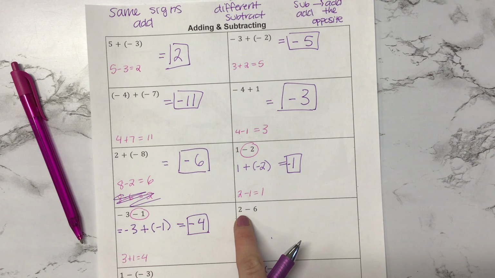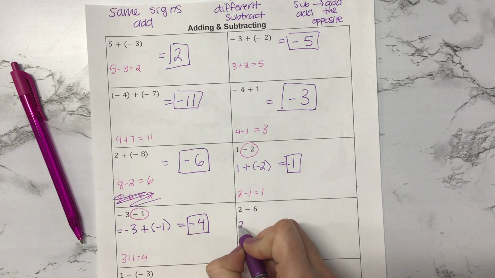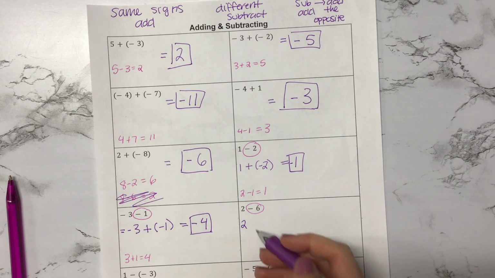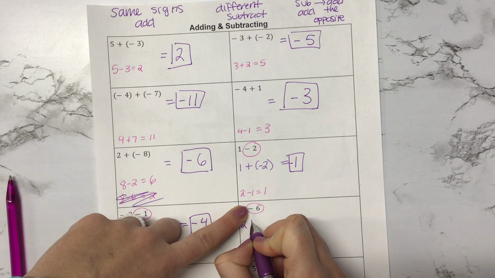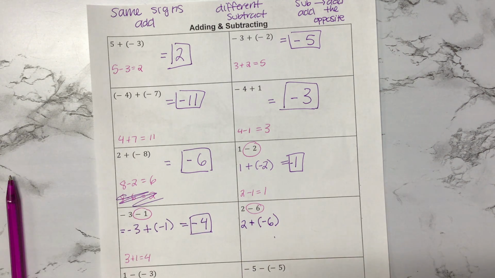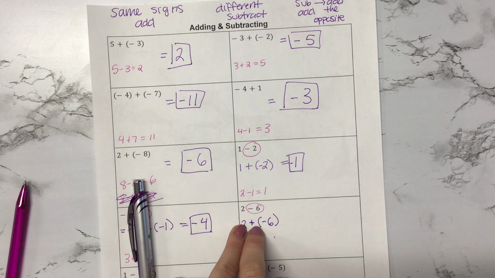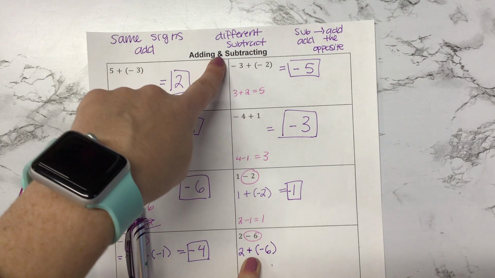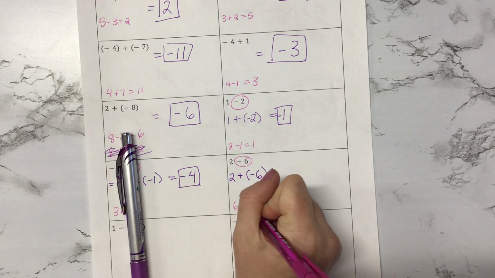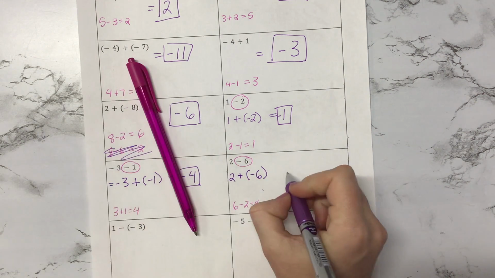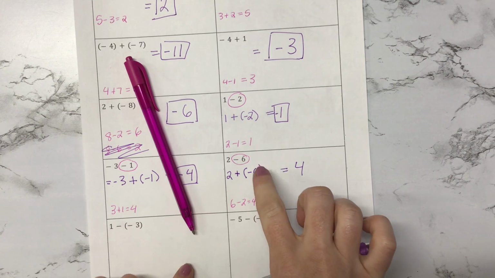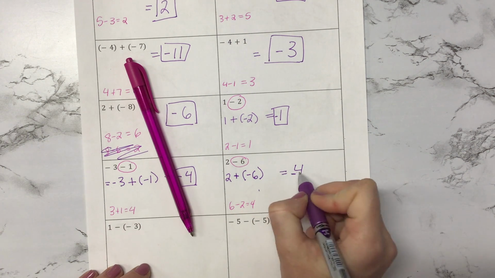2 minus 6. Let's rewrite it. So 2 is going to stay the same. And everything that I'm subtracting, I add the opposite. So subtraction changes to addition. The opposite of +6 is -6. 2 is positive, 6 is negative. Those are different signs, so I'm going to subtract. 6 minus 2 is 4. There's 2 positives and 6 negatives. The negatives have a lot more, so my answer is going to be negative.